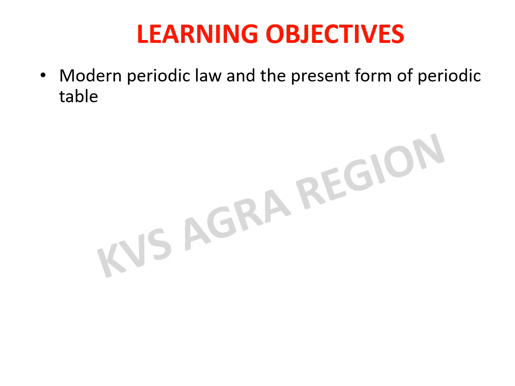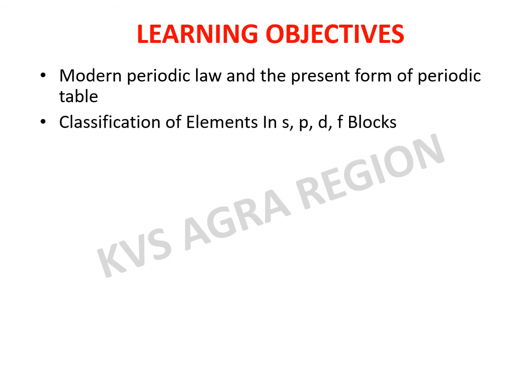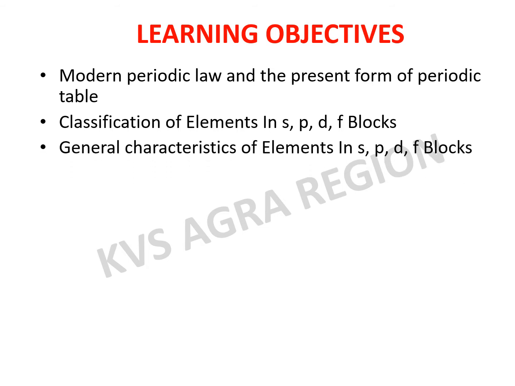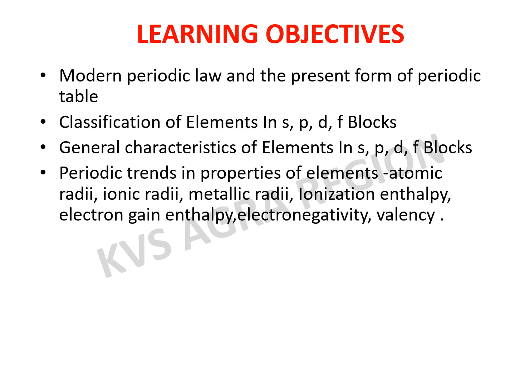The learning objectives of this chapter are the modern periodic law and the present form of the periodic table, that is, the long form of the periodic table, classification of elements into s, p, d, f blocks on the basis of electronic configuration, general characteristics of elements in the s, p, d, f blocks, and periodic trends in properties of elements like atomic radii, ionic radii, metallic radii, ionization enthalpy, electron gain enthalpy, electronegativity, valency, etc.